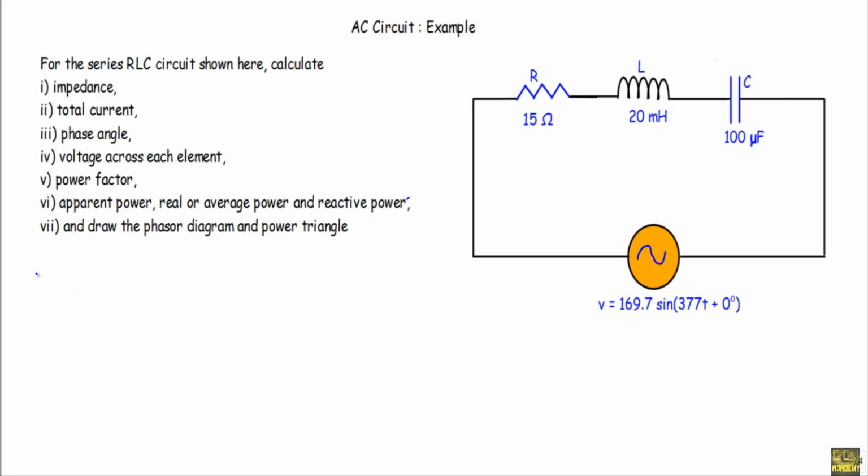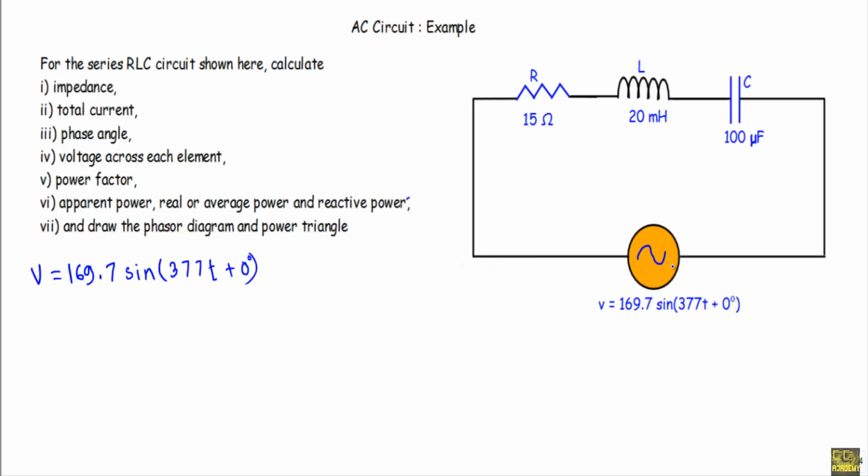voltage V. Here V is equal to 169.7 sine (377 t plus 0 degree). In this RLC circuit, we have to calculate the total impedance, total current, phase angle, voltage across each element, power factor, apparent power, real or average power and reactive power. Finally, we have to draw the phasor diagram and power triangle of the circuit.